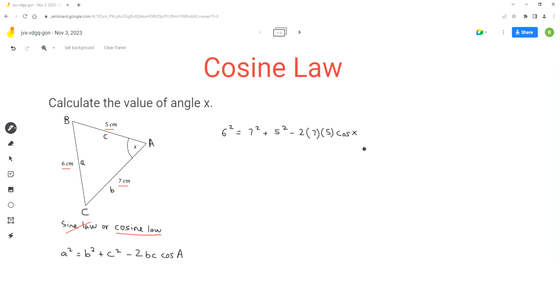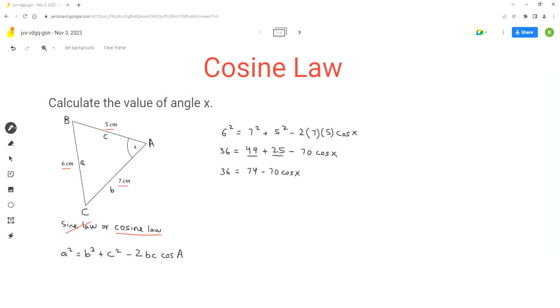Now we have to solve this equation to find the value of x. So the first step is to evaluate the squares. We know 6 squared is 36, 7 squared is 49, 5 squared is 25, and now we can use our calculator to evaluate 2 times 7 times 5, which is equal to 70 cos x. In this equation, 49 and 25 are like terms and they are on the same side of the equation, so we can just add them. So in the next step, we can write 36 equals 74 minus 70 cos x.